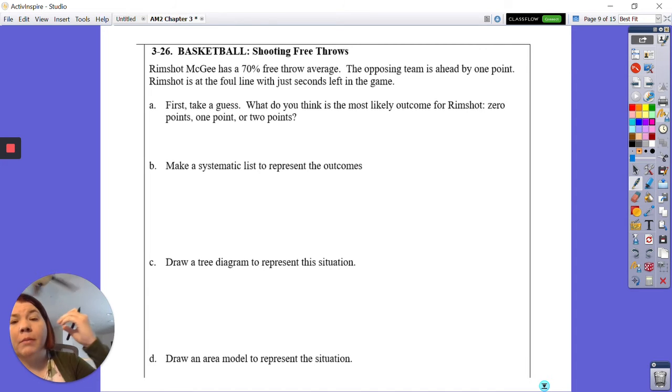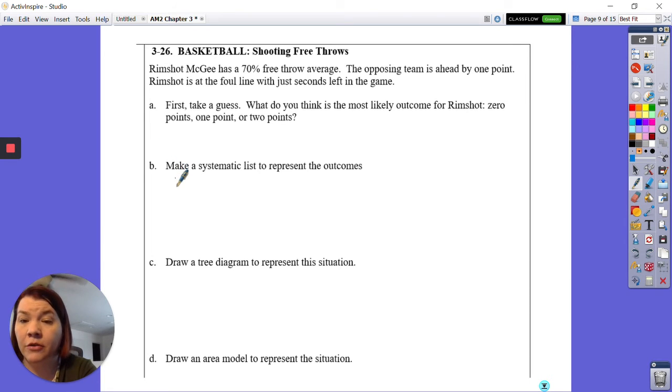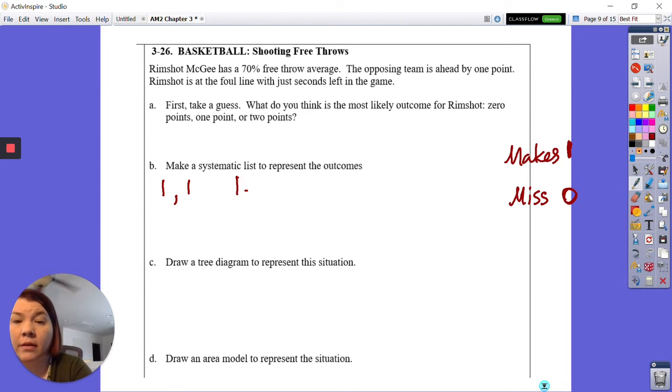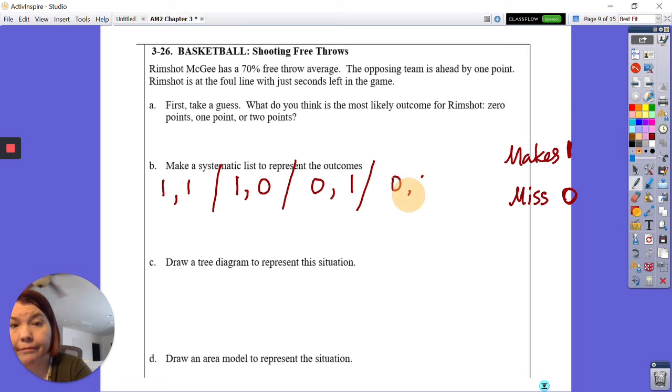All right. So now we're going to make a systematic list to represent the outcomes. So he makes the first shot, which we're going to do makes and misses. So makes is 1 and misses 0. So he makes both shots, so he gets 2 points. He makes the first one and misses the second one. He misses the first one and makes the second one. He misses them both.